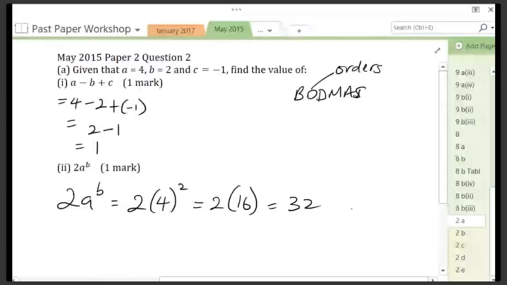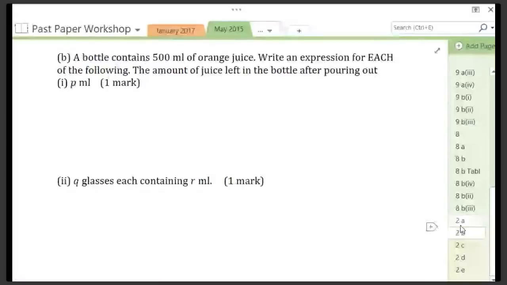All right, part B. I'm going to work out this one because it was a little tricky, but it wasn't hard. It just required you to read in English and write maths. Translate that. So part B, a bottle contains 500 milliliters of orange juice. Write an expression for each of the following. The amount of juice left in the bottle after pouring out P milliliters.